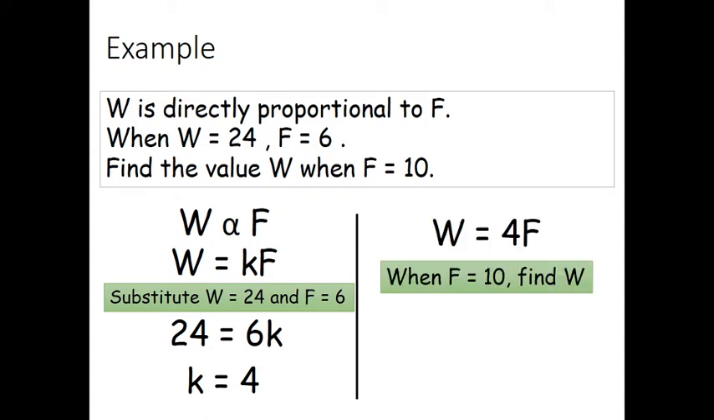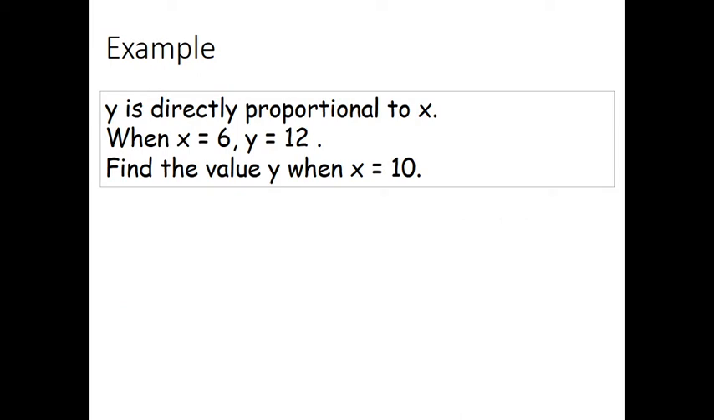So again, we're going to write what we know. We know k is 4, we know f is 10. So W is 4 multiplied by 10. W is 40. It is that simple. Let's have a look at another one.